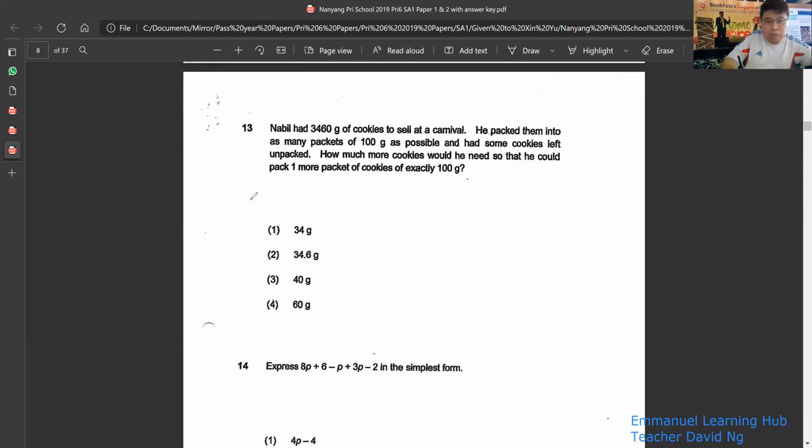Okay, 13. Nabil, how to pronounce the name? Whoever this person is, had 3,460 grams of cookies to sell at a carnival. Okay, this fellow packed them into as many packets as possible, and had some cookies left unpacked. Okay.